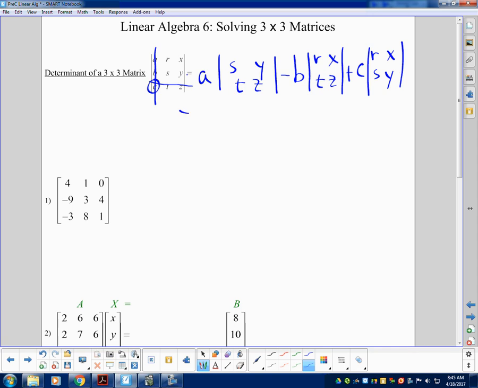And then, of course, this is A times, in parentheses, now this we should know. The determinant of a 2 by 2 is not hard. Just SZ minus TY, and then minus B times RZ minus TX, and then plus C times RY minus SX.